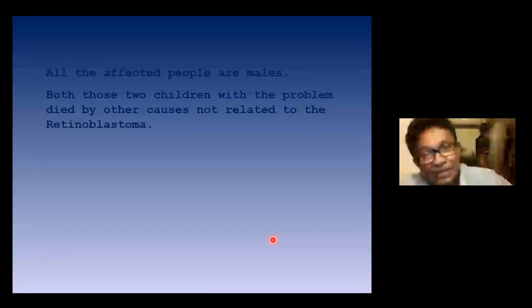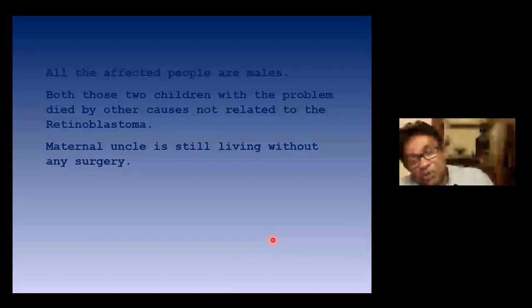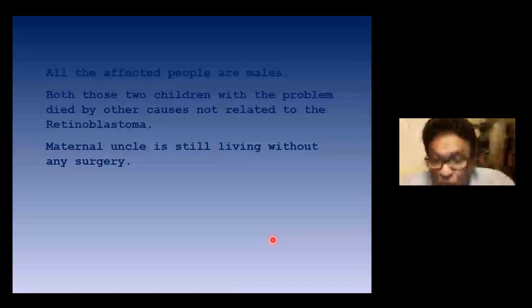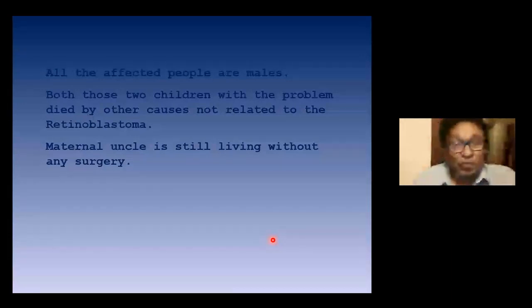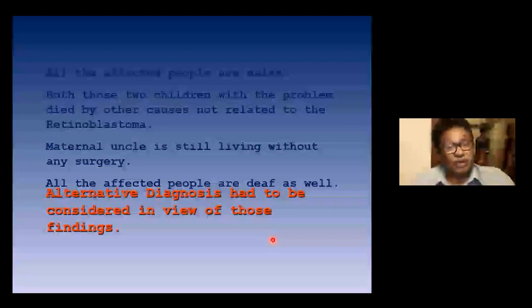the maternal uncle is still living without any surgery. So how can that be retinoblastoma? Retinoblastoma is a malignant disease. He wouldn't have survived. So now we have to think of something else. And also, all the affected people are deaf. So we are dealing with some other problem. That alternative diagnosis had to be considered in view of those findings, which had not been taken into account. Probably never asked, because you jump to a conclusion of retinoblastoma by seeing the CT scan.